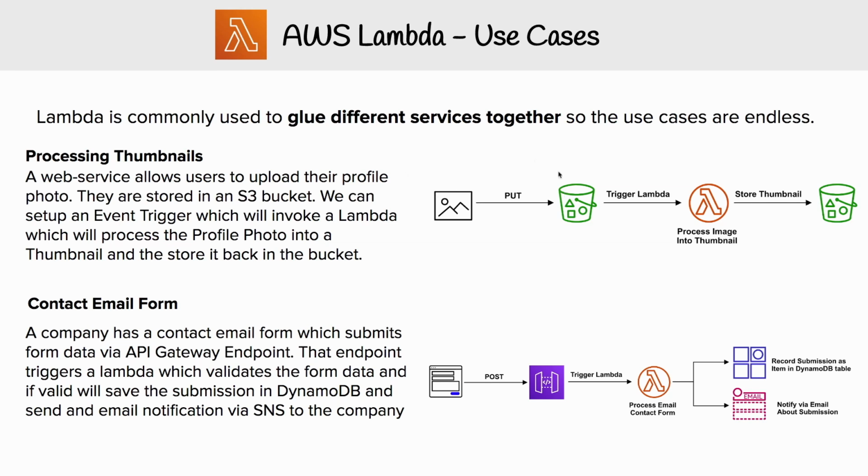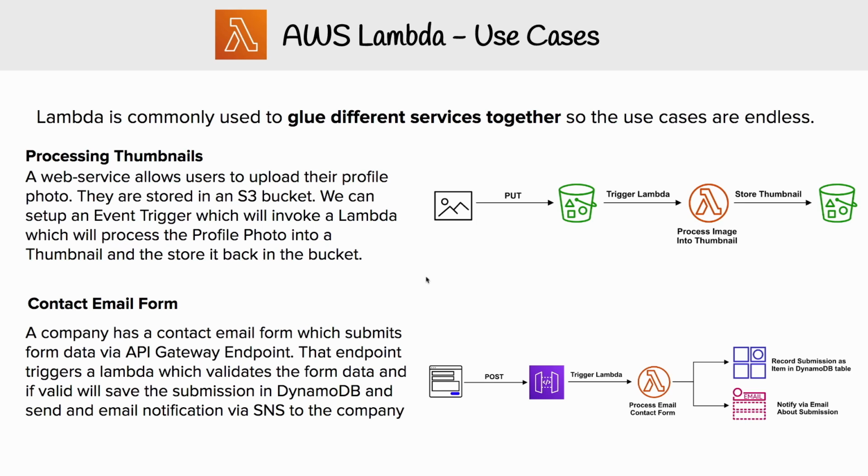Now you can set event triggers on S3 buckets so that it would trigger Lambda, and then that image would get pulled from that bucket. And using something like Sharp.js or ImageMagick, you could then take that profile photo and crop it to a thumbnail and then store it back into the bucket, okay?